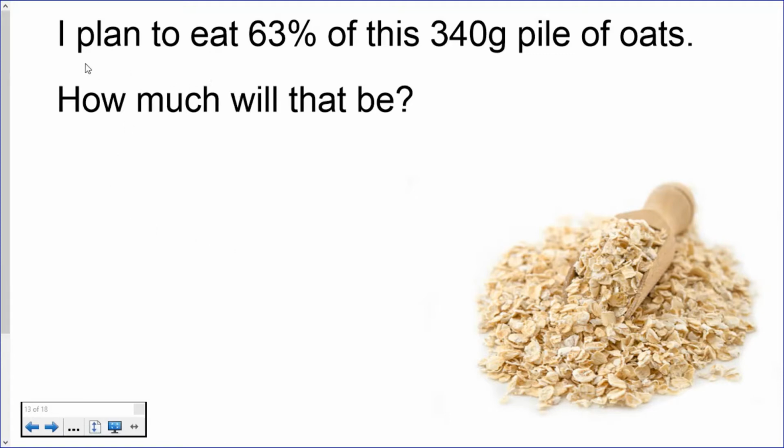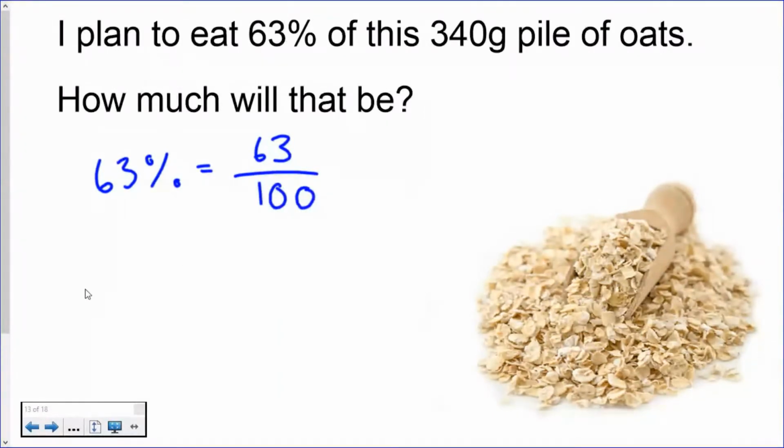Anyway, here's a problem to get cracking with. I plan to eat 63% of this 340 gram pile of oats. Good for you. How much will that be? Well, first thing I need to realize is that 63% is less than the whole, so I'm not going to eat all of them. 63% is equivalent in value to 63 100ths.